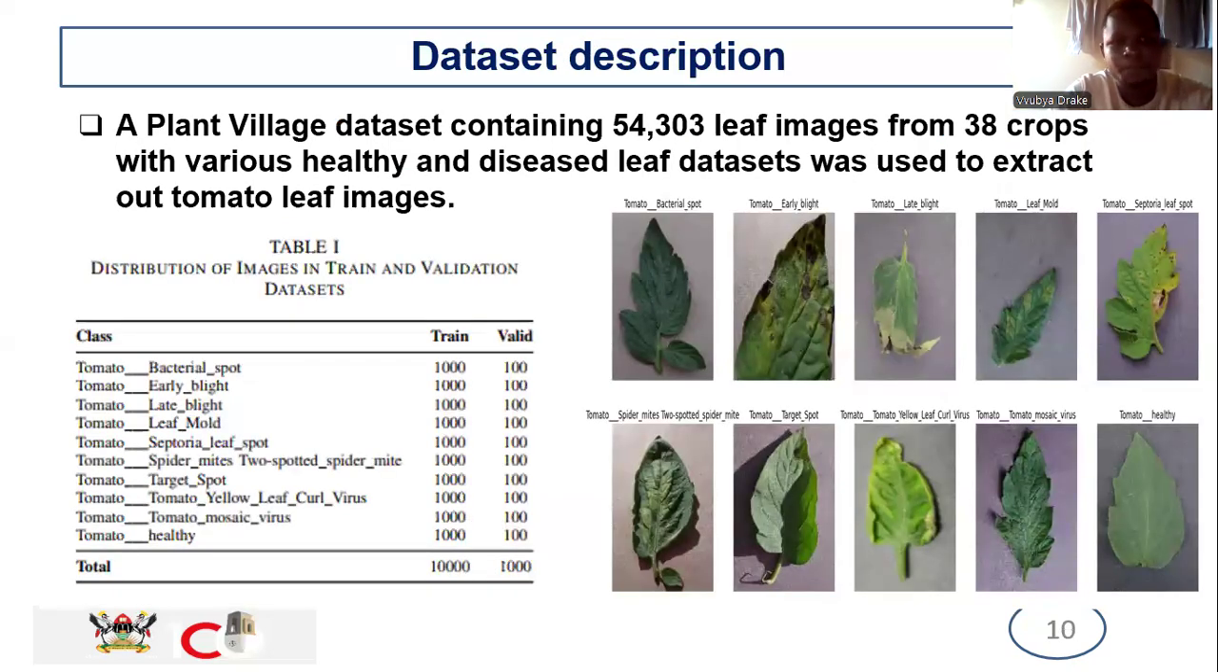For the dataset, we got leaf images from the PlantVillage dataset containing 54,303 leaf images from 38 different plants, but our concentration was on the tomato leaf images. So we got 10,000 training images of different classes. That is 9 classes of affected leaves, and then 1 class of healthy tomato leaves, as you can see.